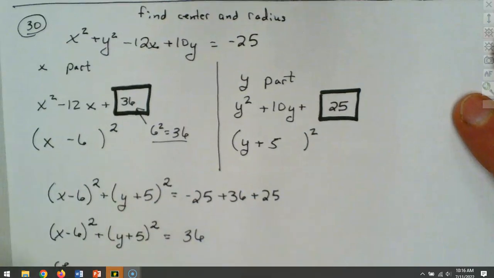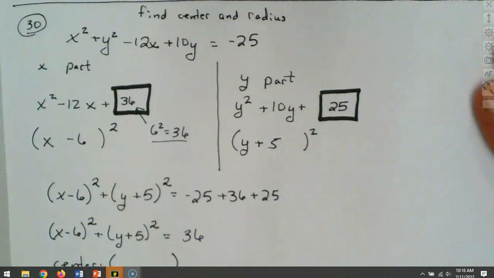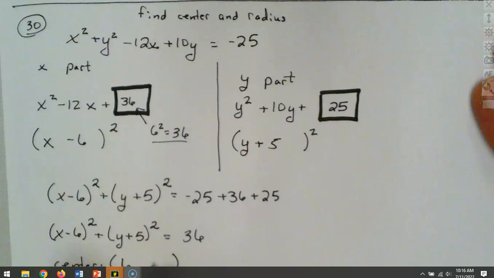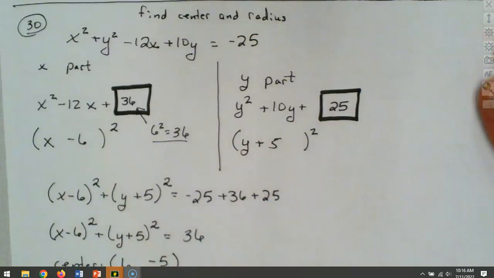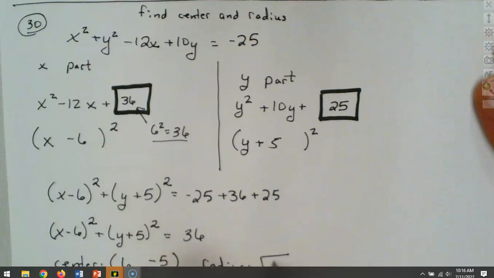And so your center would be, can someone tell me what that center would be? Yep, it'll be a positive 6 and a negative 5, right? Because that's your center. You switch your signs. And your radius would be not 36, it is the square root of 36, which is then a 6.